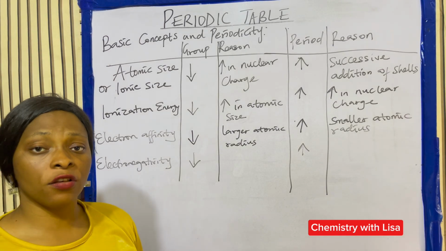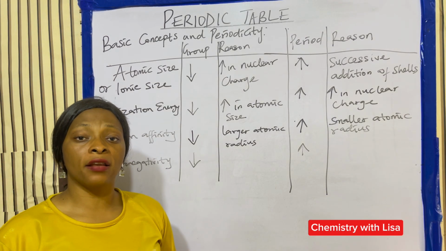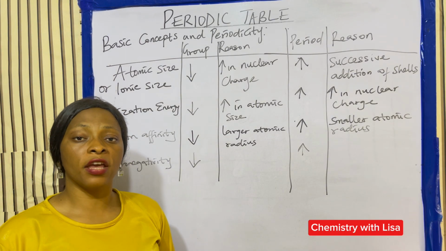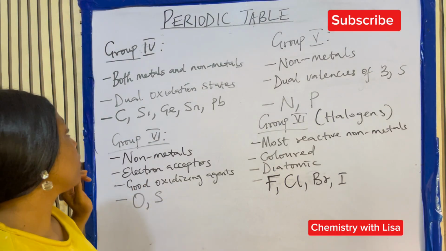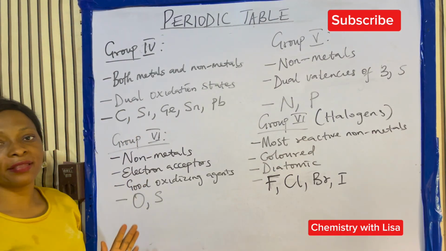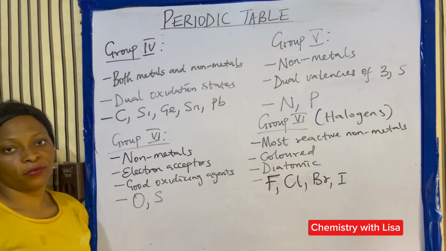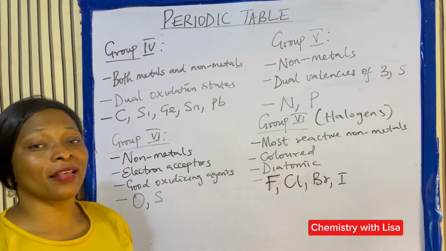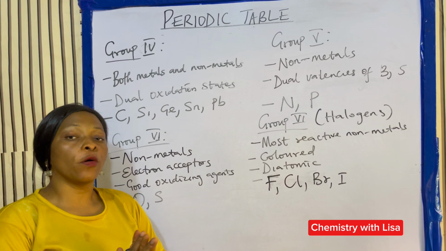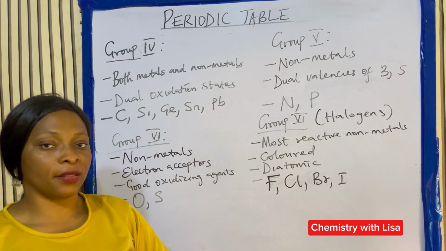What is ionization energy? It is the energy required to remove an electron from a shell. Okay, so let's look at group 4 elements. Group 4 elements are both metals and non-metals. These group 4 elements are wonderfully made because they're a combination of metal and non-metal.